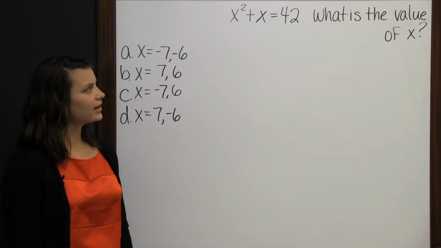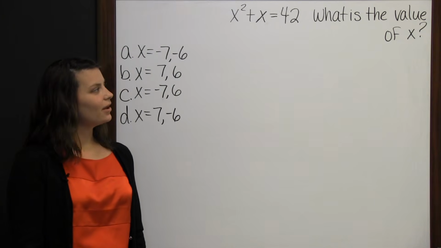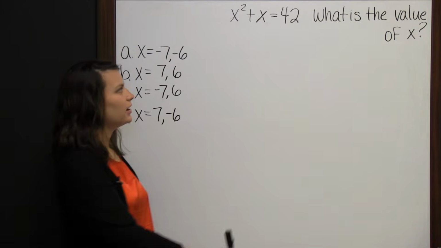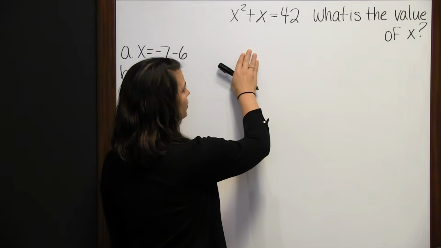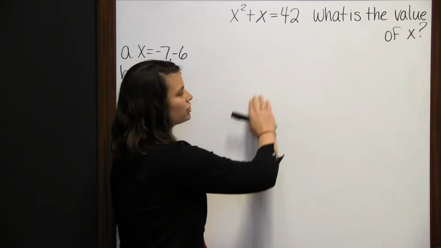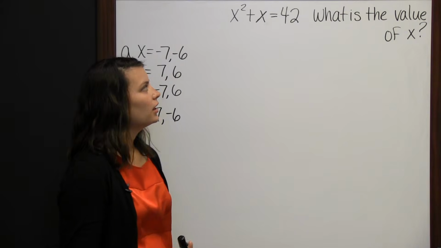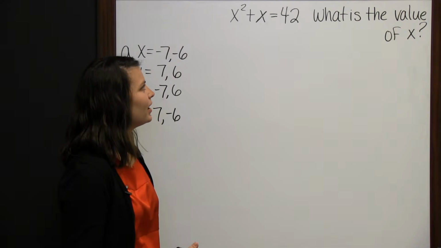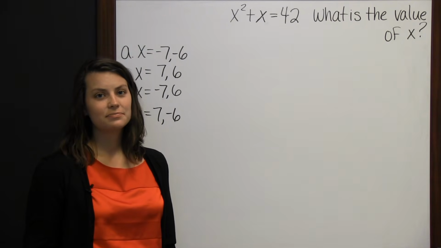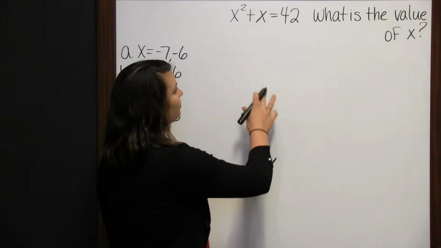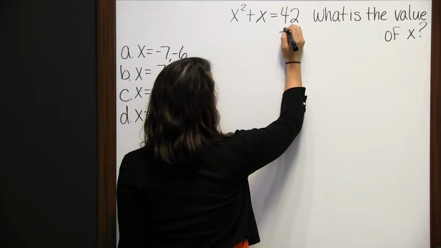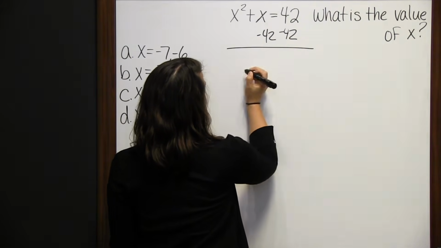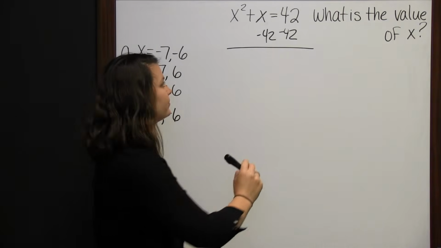x squared plus x equals 42. What is the value of x? We need to find what numbers or number will make this equation true. And there are a couple of different options we have, really, but I'm going to show you how to solve for x by factoring. If I want to factor, then the first thing I need to do is move this 42 to the other side. So subtract 42 from both sides of the equation.